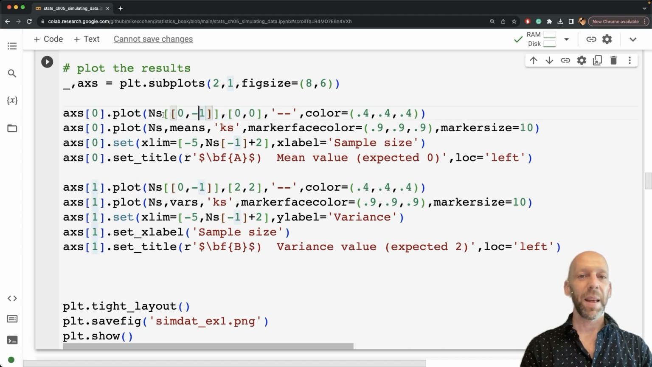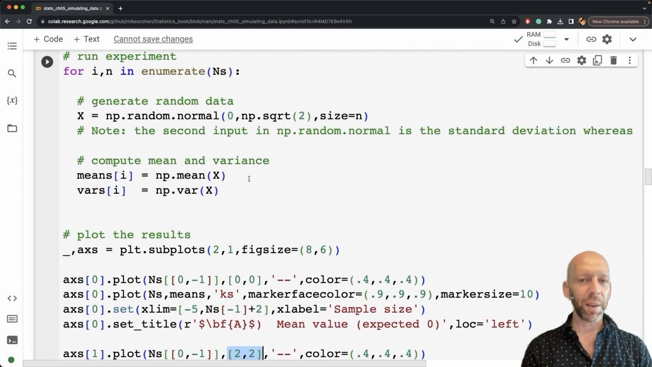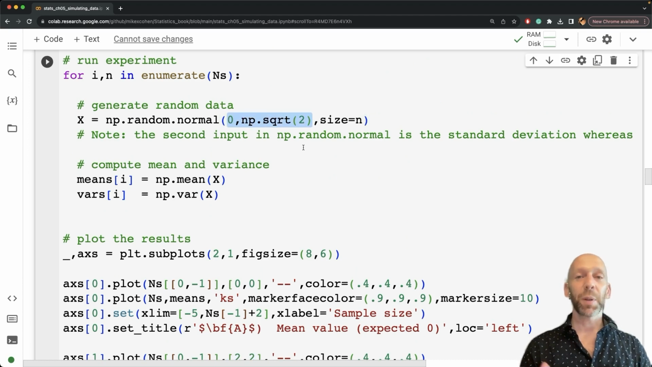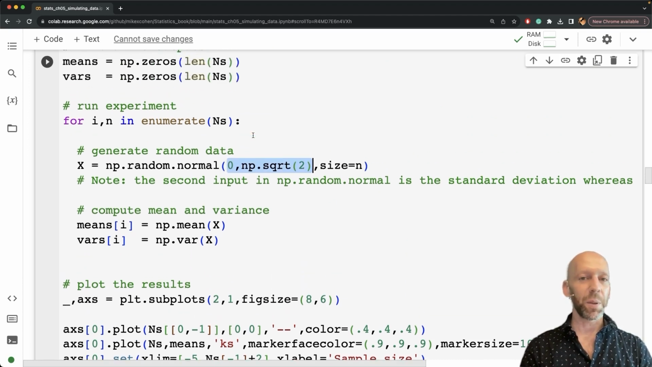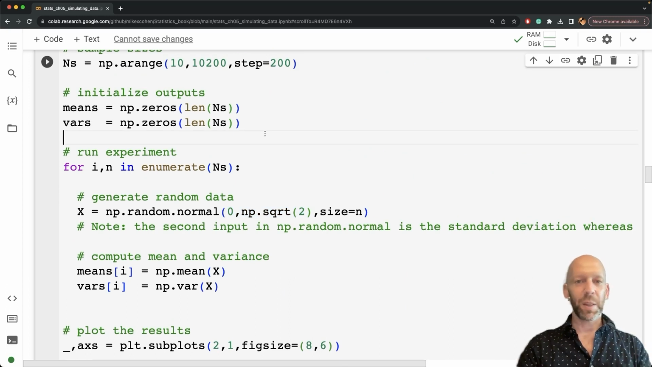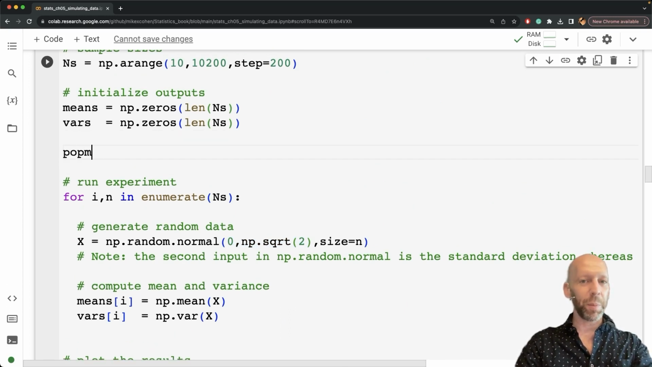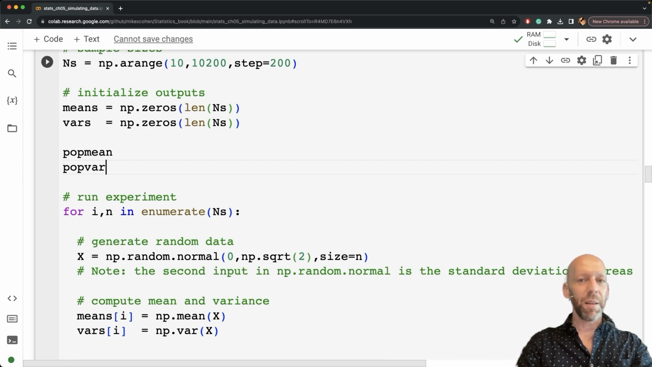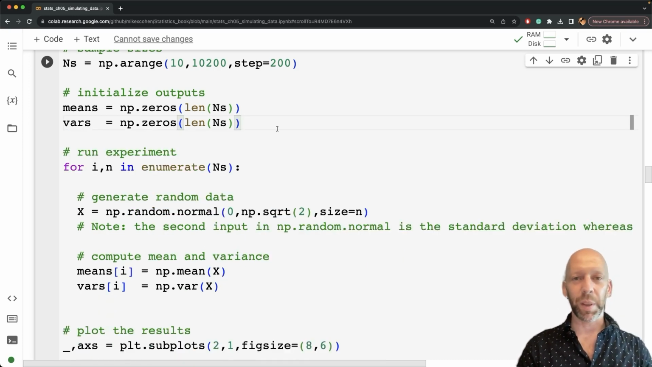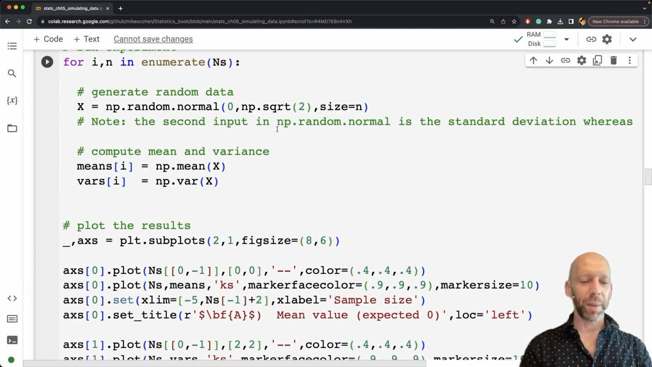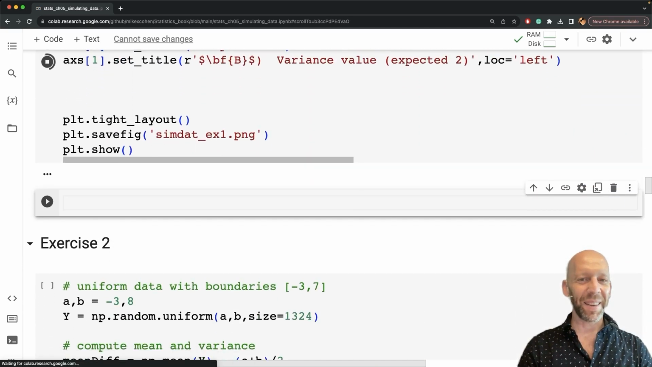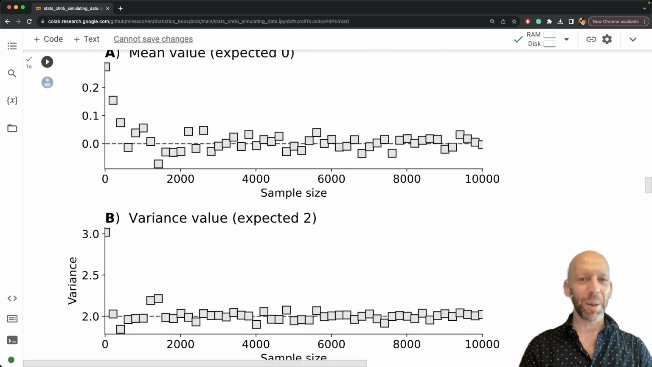So I expect that the results for the mean will be 0, and I expect that the results for the variance will be 2. Now, one thing I can mention here is that these values 0 and 2 are hard-coded. Here in the plotting code, they're also hard-coded here. So if you would like to explore different values, you can create new variables here for the population mean and population variance, and then you'd be able to explore this code more flexibly. Okay, but anyway, that's fine for now. Let's run this code and see what we can see.